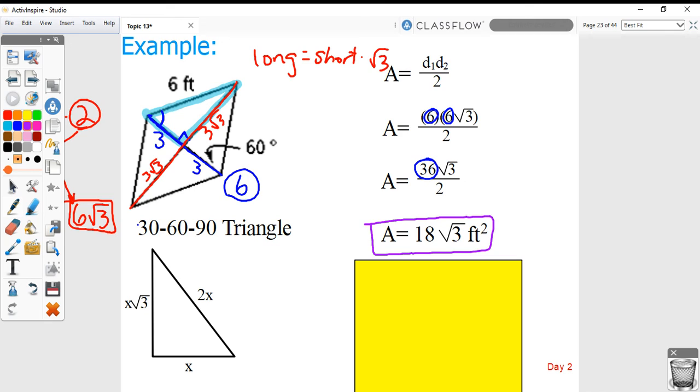Okay, there is one just like this in your assignment, y'all. It is almost exactly the same thing. Same numbers and everything. Don't overthink it.